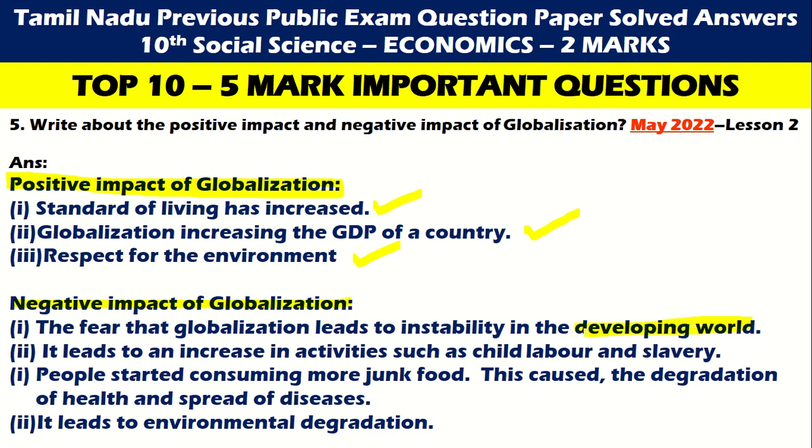That is, instability, meaning there is doubt whether it will be uniform. It leads to an increase in activities such as child labor and slavery. People started consuming more junk food. That is one reason, because of eating junk food. So this caused a degradation of health and spread of diseases. It leads to environmental degradation.